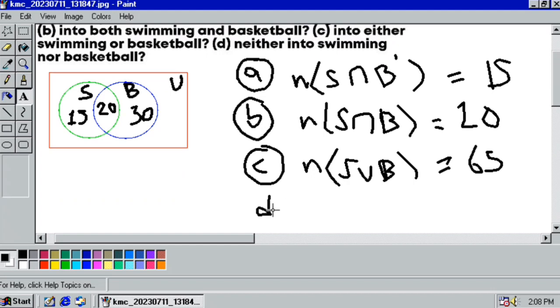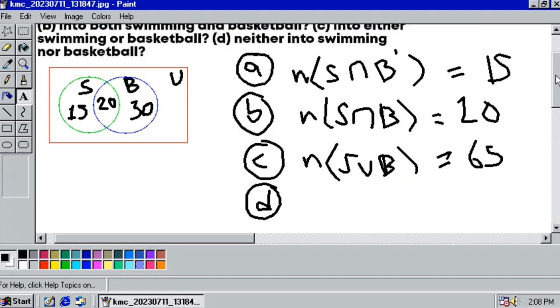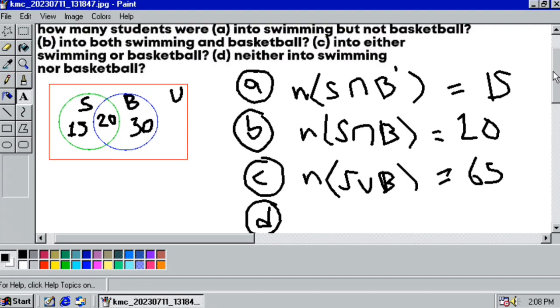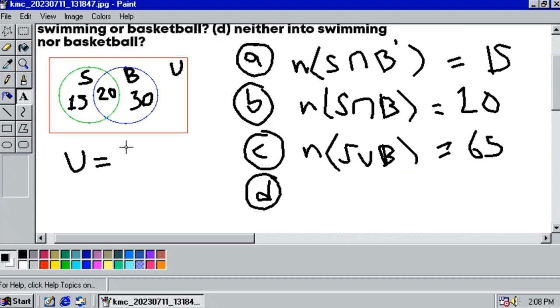So let's have letter D. How many students were neither into swimming nor basketball? As we said earlier, 100 students were surveyed. So the universal set here is 100. The universal set is this shaded region right here, outside the two circles.